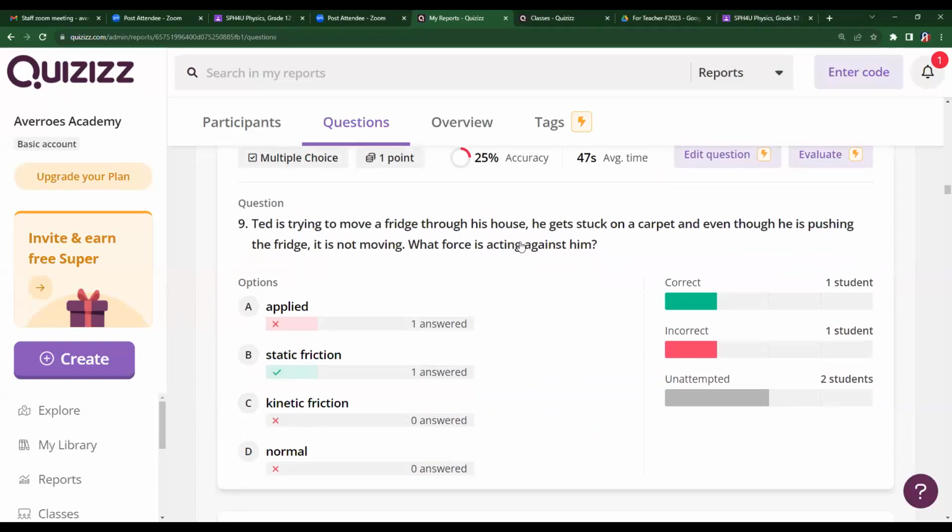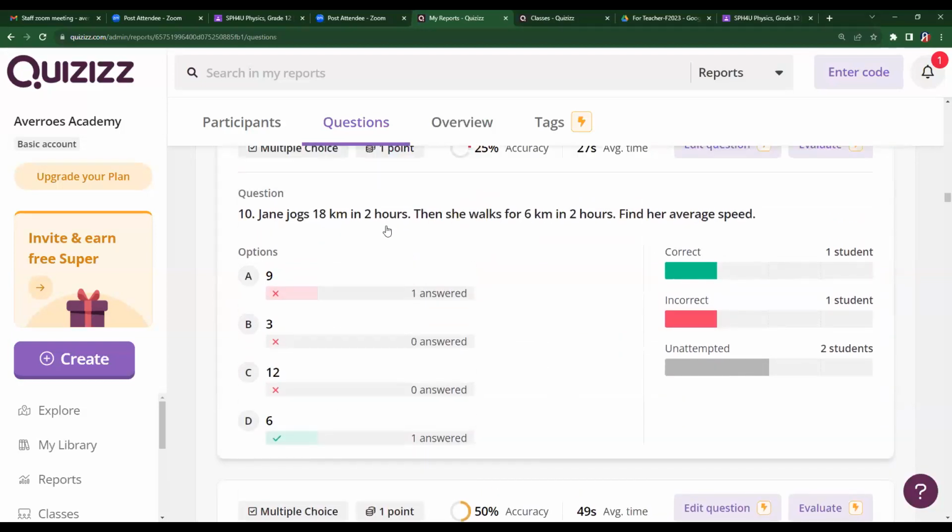Ted is trying to move a fridge across his house. He's pushing, but it's not moving. So what force is acting? We are dealing with force of friction, and force of static friction is bigger than force of kinetic friction, so mu static is bigger than mu kinetic. When the object is already moving, you need to apply less force than at the beginning to make it move. He's not moving, so we're dealing with static friction. Static is what has to be overcome to start moving, kinetic is when it's already moving. Against him, applied force is from the person. He's pushing, so that is not correct. Only static friction prevents him from moving the object.